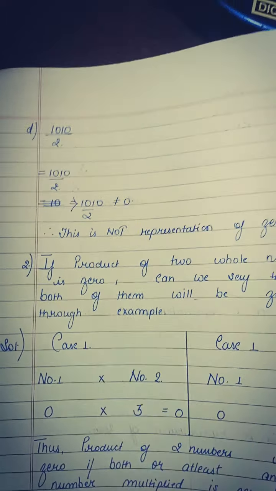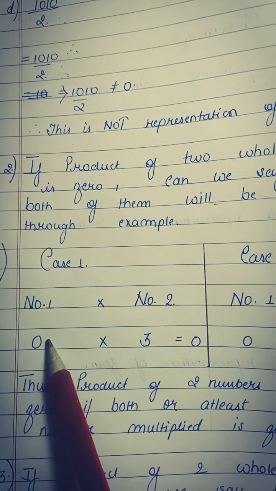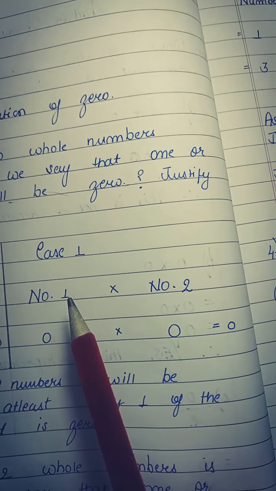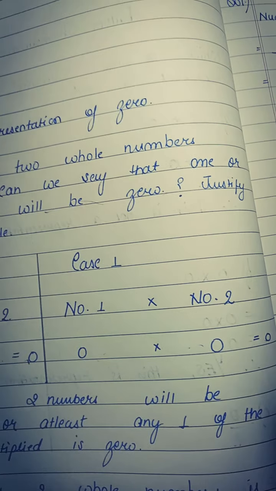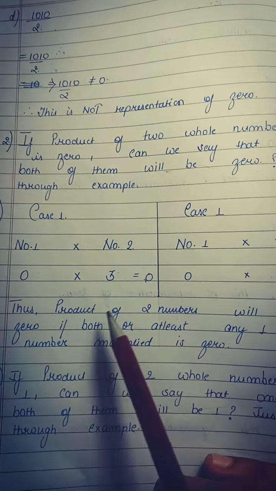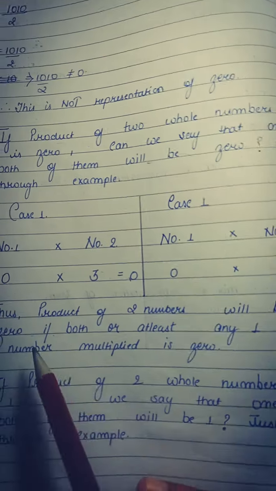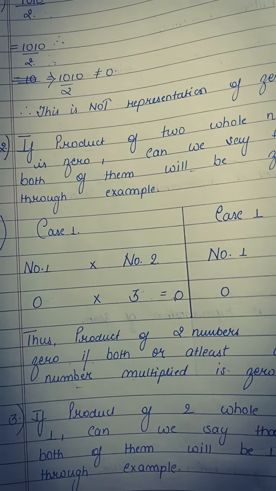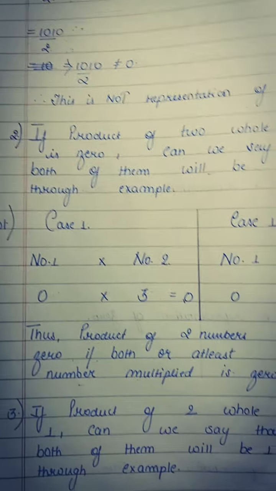Justify through example. Now we'll consider two examples as two cases. Case number 1, we take two numbers, say 0 and 3, and find the product. 0 into 3 is 0. And we take two numbers in which both the numbers are 0. 0 into 0 is 0. So this justifies that the product of two numbers will be 0 if both of them, or at least any one of them, is 0. It is not required that both of them should be 0. If any one number is 0, the final product you will obtain will be 0.